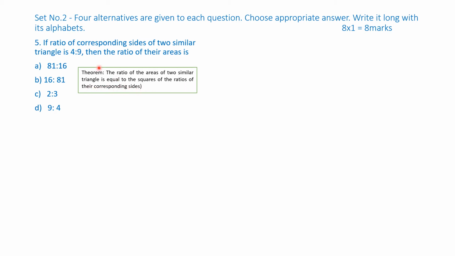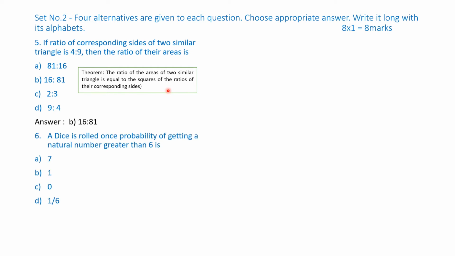So therefore, for 4 and 9, the area of the two similar triangles, we have to take the squares, 4 square and 9 square. 4 square is 16, 9 square is 81. So this is the theorem we have to use. The ratio of areas of two similar triangles is the square of the ratio of the sides. 16 is to 81.